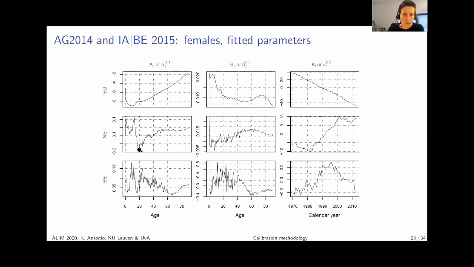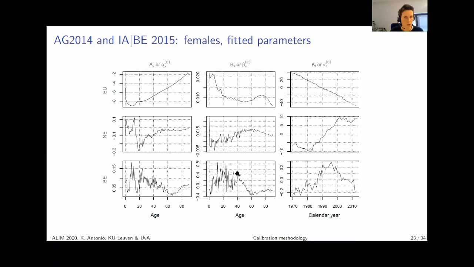Then the second row of graphs is capturing the parameters alpha X, beta X, and kappa T, which drive the Dutch-specific deviation from the European mortality model. These capture how the Netherlands deviates from the global behavior and the global trend that we capture across these 14 countries. And then the same for Belgium here at the bottom.